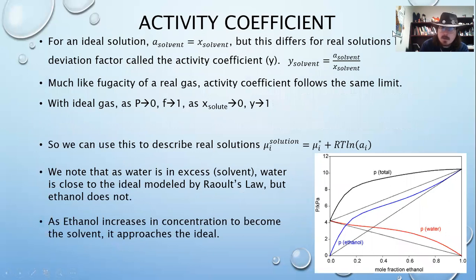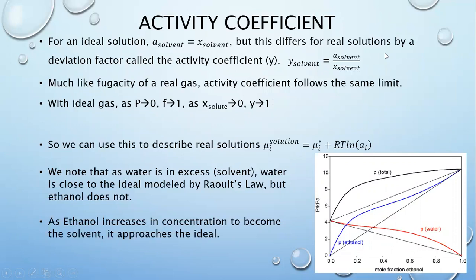And of course, with activity, if you've had analytical chemistry, activity must also have an activity coefficient. For an ideal solution, the activity of a solvent equals the mole fraction of solvent. But this differs from a real solution by a deviation factor, gamma, which is our activity of solvent divided by the mole fraction of the solvent. So this is the mole fraction activity, essentially mole fraction real over mole fraction ideal. That deviation is that activity coefficient.